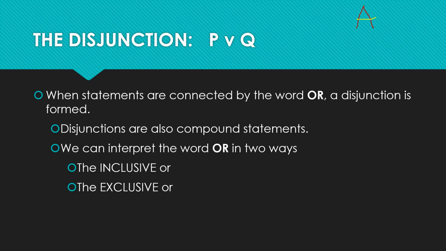All right, so it says when two statements are connected by the word or, a disjunction is formed. Of course, disjunctions are also compound statements because they are connecting two different statements with the word or. And here, the word or is a little bit more complicated. There are two different ways that you can interpret the word or. We have what's called the inclusive or, and then we also have what's called the exclusive or. So we're going to go through those, and then I'll tell you which one that we're going to use in this class.